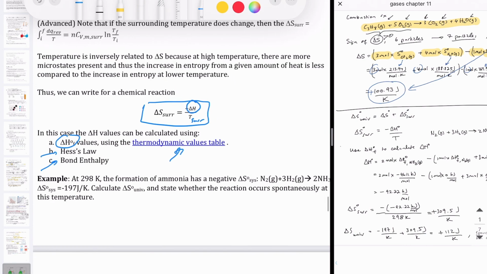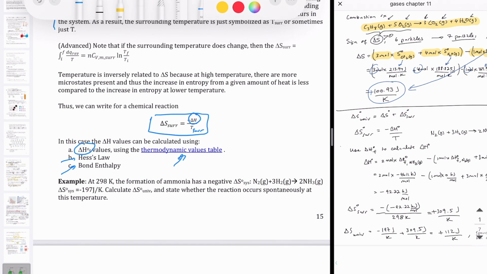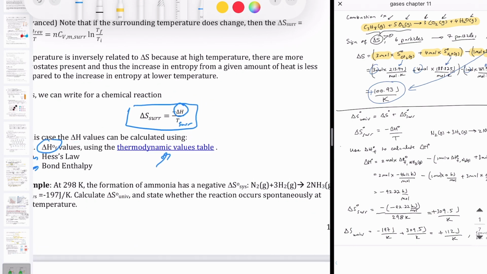So let's take a look real quickly at an example of how we can now combine both the delta S of the system and the delta S of the surrounding to calculate our delta S of the universe to predict if a reaction is going to be spontaneous or not.